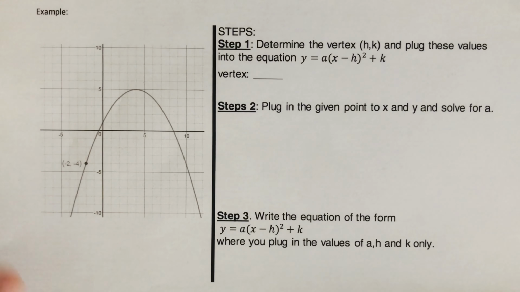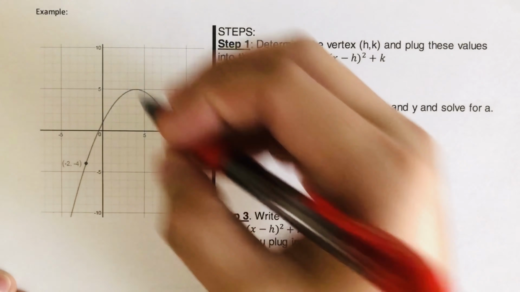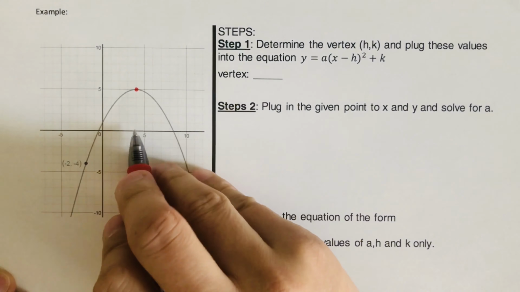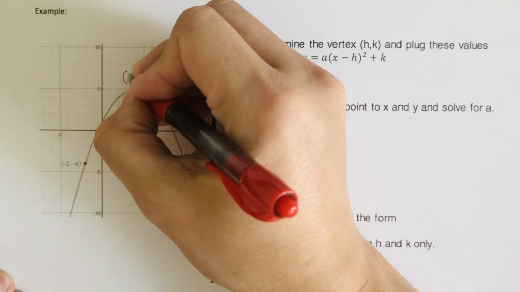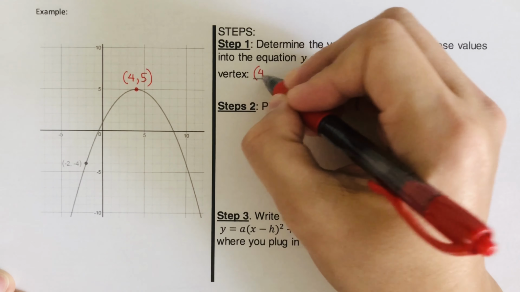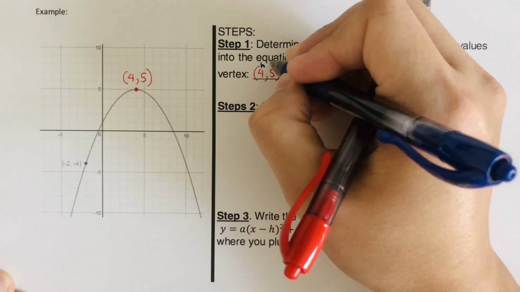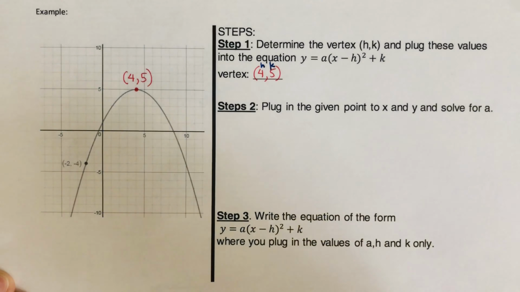Okay, so we go over the problem here. First step, we determine the vertex, and this is our vertex right here. And that is 4 and 5. So I'm going to label this as (4, 5). So I'm going to have the vertex (4, 5) here. So remember, this is our h and this is our k. So we plug it in.